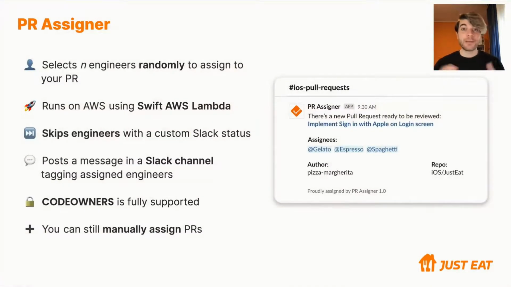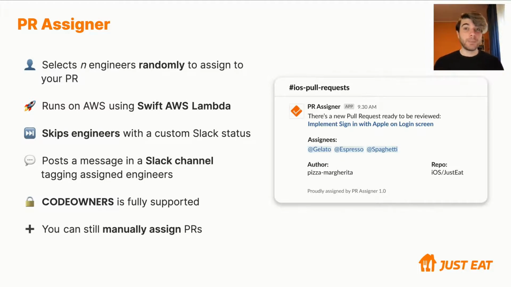PR Assigner randomly selects the number of engineers you require to merge a pull request and assigns them to the PR you just opened. It is entirely written in Swift, and it runs on AWS using AWS Lambda. We'll talk about this. But the important bit here is that you don't need to change your CI pipeline. PR Assigner integrates with your Slack, posting a message in your PR channel, tagging assignees, but it also avoids assigning engineers that aren't available based on their Slack status.